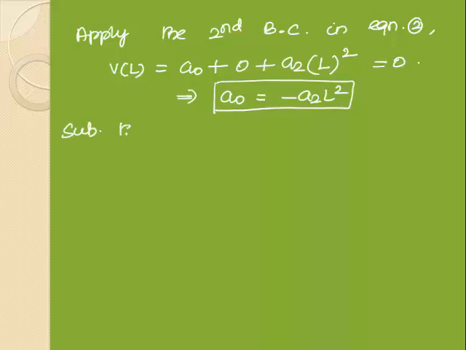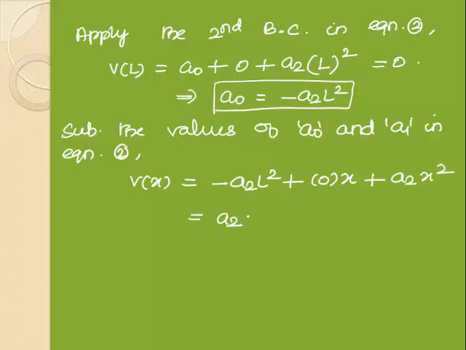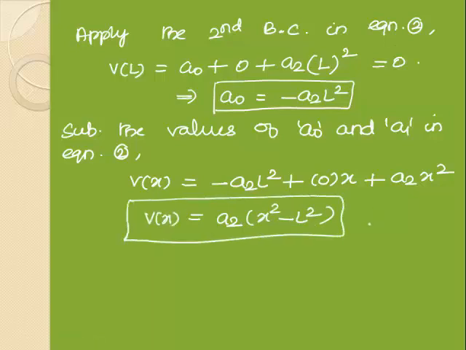So substitute the values of a0 and a1 in the general trial function equation, that is equation 2. v of x is equal to a0 as minus a2 L square, plus a1 as 0 into x, plus a2 x square. So simply by keeping a2 outside, x square minus L square. So this is the required trial function for our present problem.